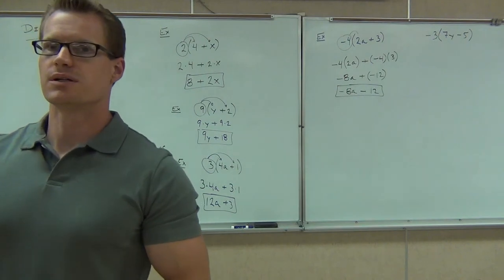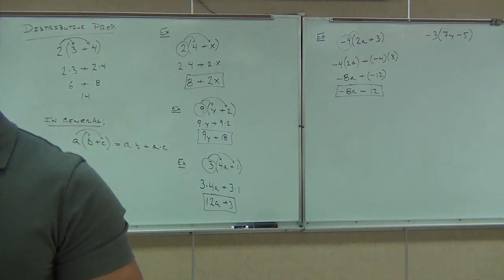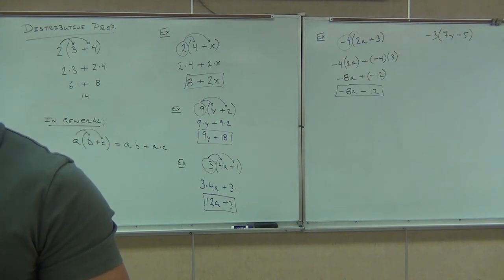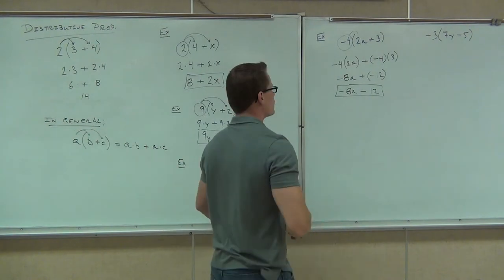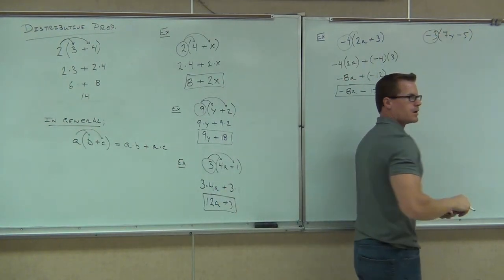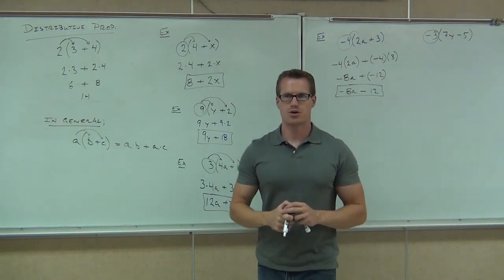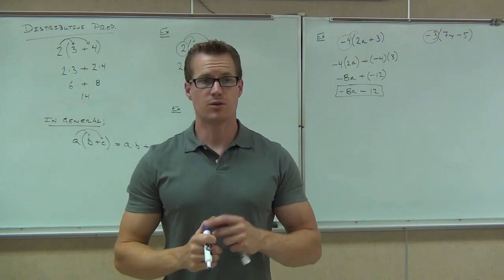Okay, folks, tell me the number that we are distributing, please. Negative 3. Good, not just 3, negative 3. I want you to circle the negative 3. Do that for me right now. Circle the negative 3. How many terms are we multiplying by negative 3 in this case? 2. Good, both of those inside.